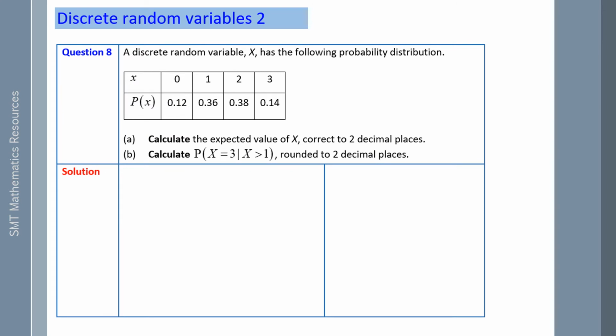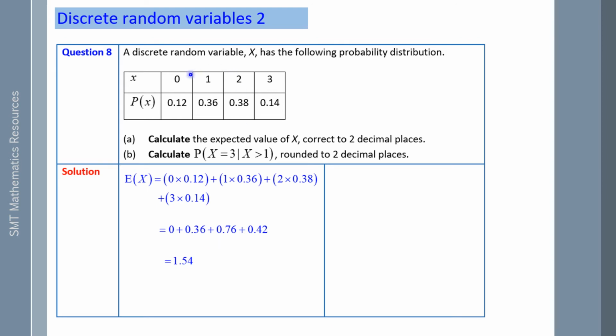Question 8. A discrete random variable x has the following probability distribution. Calculate the expected value of x, correct to 2 decimal places. Now, being a table, we simply multiply 0 by 0.12, then we add 1 times 0.36, and so on. So expected value is 3 times 0.14, 2 times 0.38, 1 times 0.36, and 0 times 0.12, and add all those up, and our expected value is 1.54.